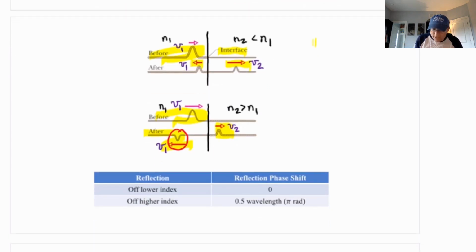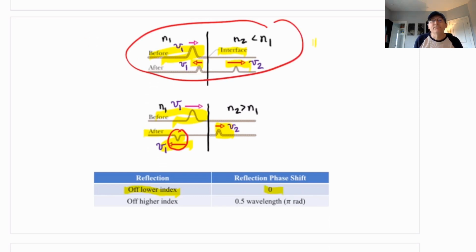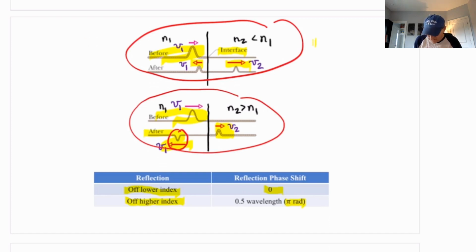If the reflection occurs off of the material with the lower index, that's the top picture, no reflection phase shift, none. The pulse doesn't get inverted. But if we have reflection off of a material with a higher index of refraction, that's this picture, then we get an inversion, if you like. So we get a pi radian phase shift, or say it another way, 0.5 wavelengths. So we need to keep track of these situations here.